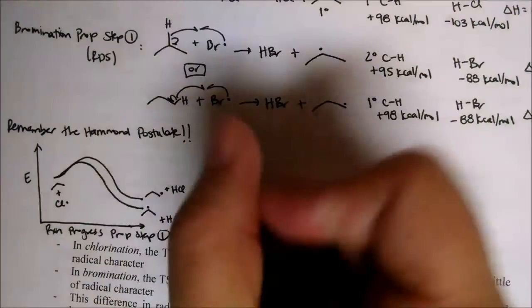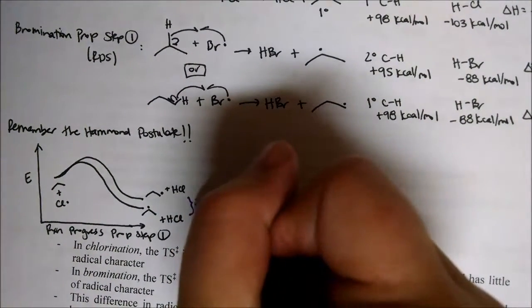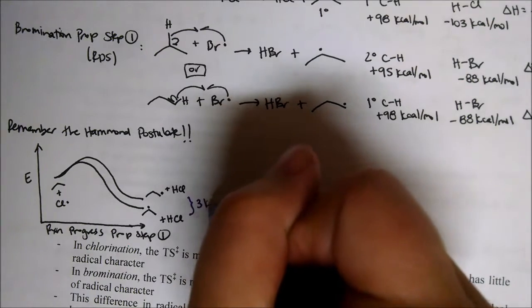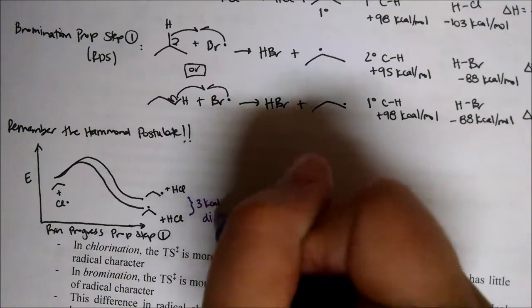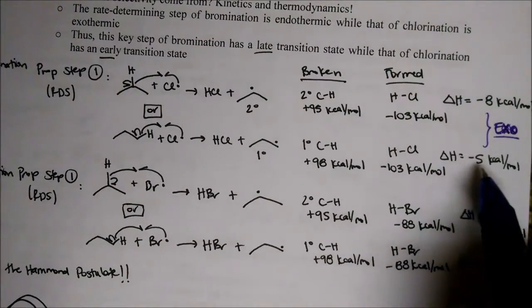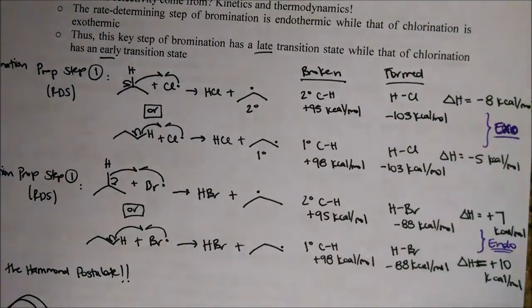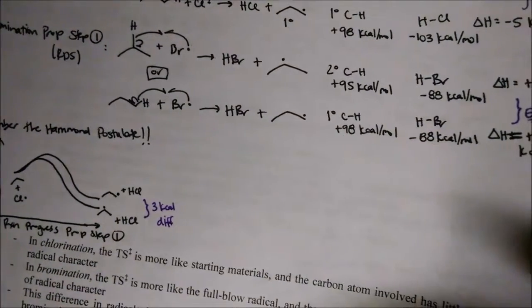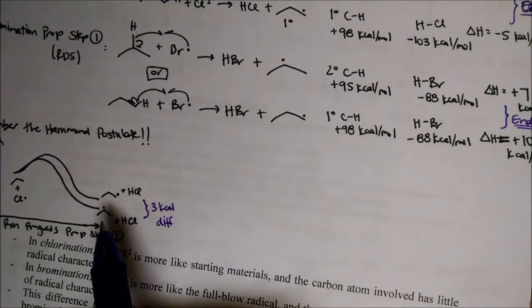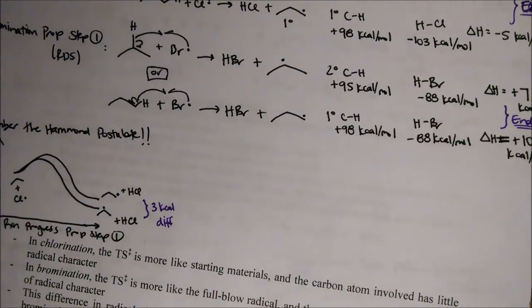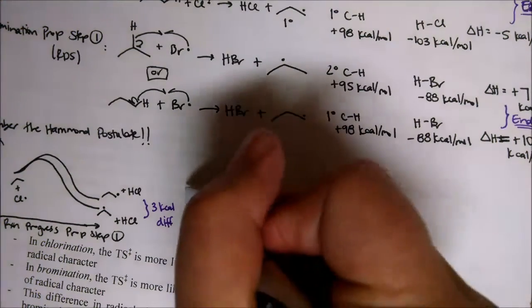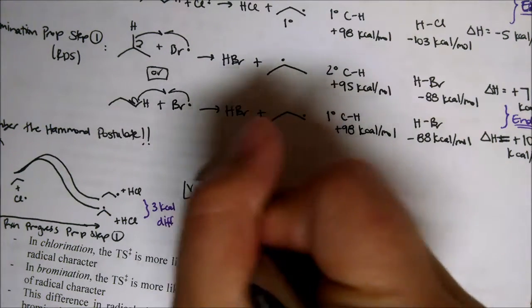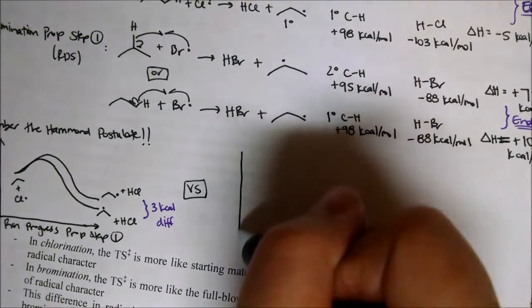And remember, these were different by only 3 kcal. That can be seen up here, the difference between here and here. Just 3 kcal. And again, it was the secondary radical that's a little bit more stable. Well, in bromination, it's going to be endothermic.